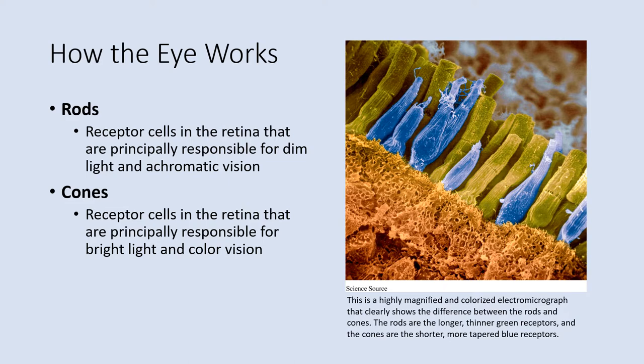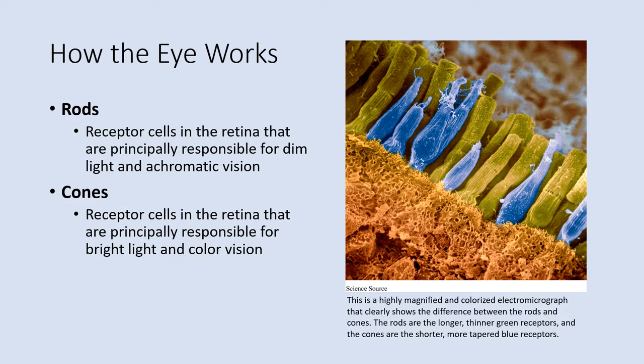The retina contains two types of receptors, rods and cones. Their names are based on their shapes, as rods are elongated and cones are stubbier. Rods outnumber cones by a huge margin. Humans have about 100 million rods, but only about 6 million cones.